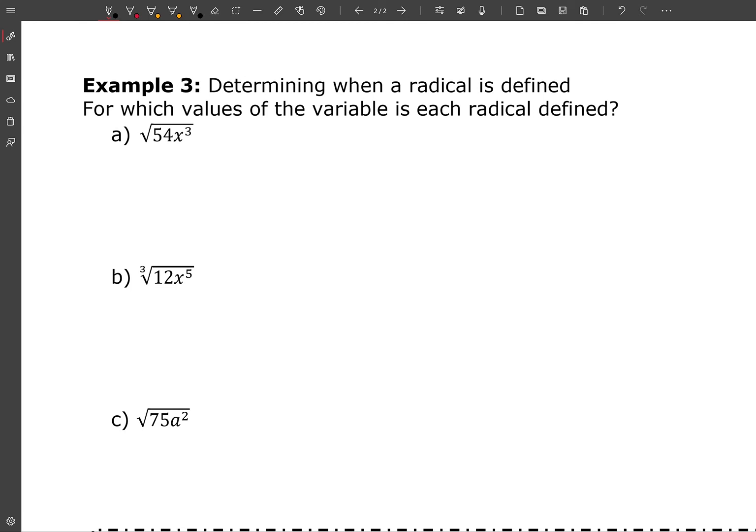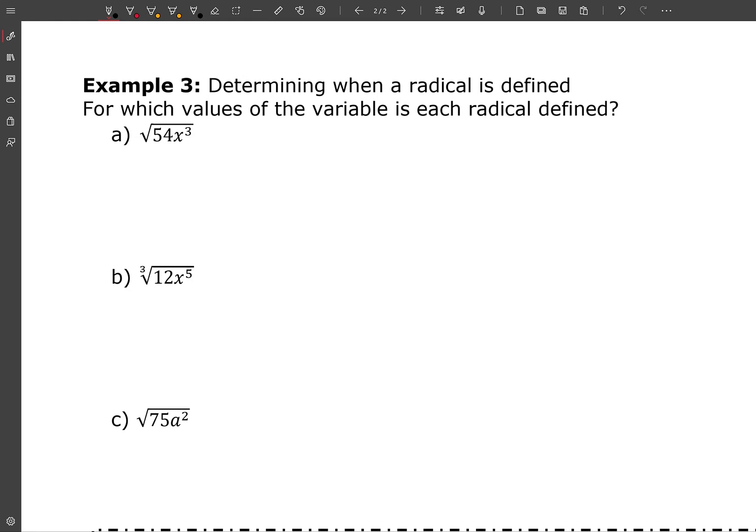It's a funny joke. Determining when a radical is defined. So for which values of the variable is each radical defined? All right. So we want to know for which values of the variable the radical is allowed to happen. So remember, square roots or even roots cannot have negatives under the radical. Odd roots, like cube roots, can.